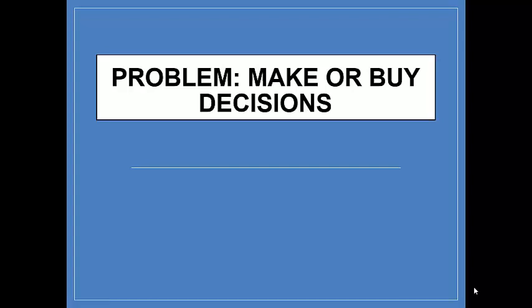Let's take a look at a problem that relates to short-term decision making, and we'll look at make or buy decisions. In these kinds of decisions, management has to decide if they should make a part that goes into a finished product or buy it from an external supplier. And in these decisions, you don't really have any revenues that you'll be generating. All you want to do is look at what will be the lowest cost alternative. That will maximize income if you choose the lowest cost alternative.